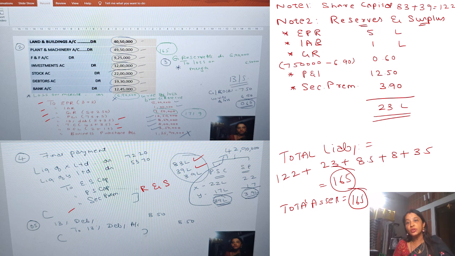You show all these working notes in separate working notes and transfer the amounts to the balance sheet as per the 2019 format of the Companies Act. So don't forget to prepare the balance sheet as per the 2019 format.